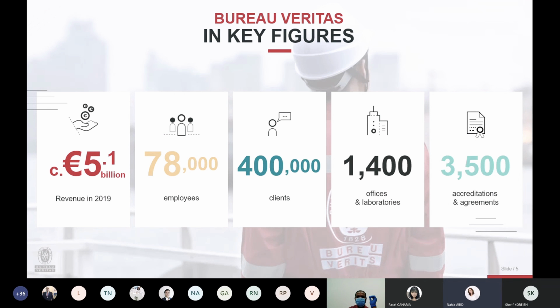I'd like to briefly introduce our group. Our group is a world leader in testing, inspection, and certification. By the end of 2019, we had more than 78,000 employees working in 1,400 offices and laboratories around the globe, and we reached over 5 billion euro in revenue in 2019. In the Middle East region, we are proud to say that we've been present for more than 50 years.